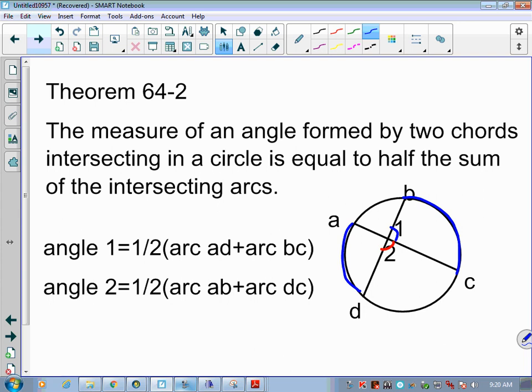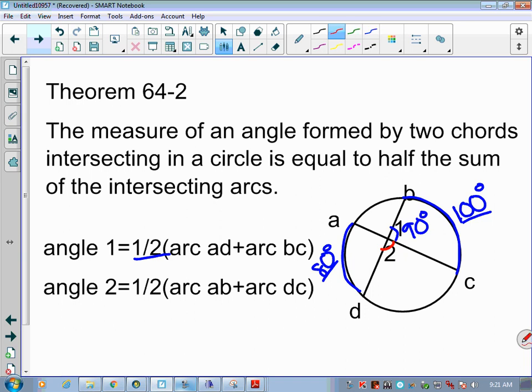If I knew that arc AD, let's say, is 80 degrees, and I know that arc BC is, let's call it, 100 degrees, what do I know that angle 1 is then? 60? 90. I'm taking 100 plus 80. What's 100 plus 80? 180. What's 1/2 of 180? 90. So this would be 90 degrees.